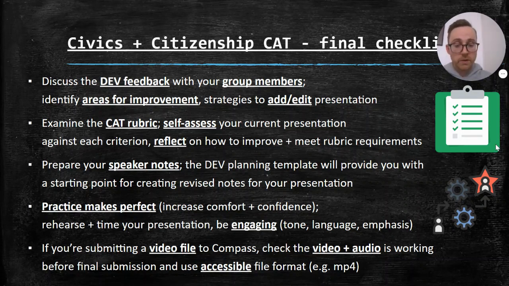So if you're submitting a video file to Compass, and I can vouch for this after doing a number of these videos during remote learning myself, there's nothing more frustrating than putting something together, feeling really proud about it, and then you realize, oh, I didn't have my microphone on, or, oh, I had the camera pointing at the ceiling.